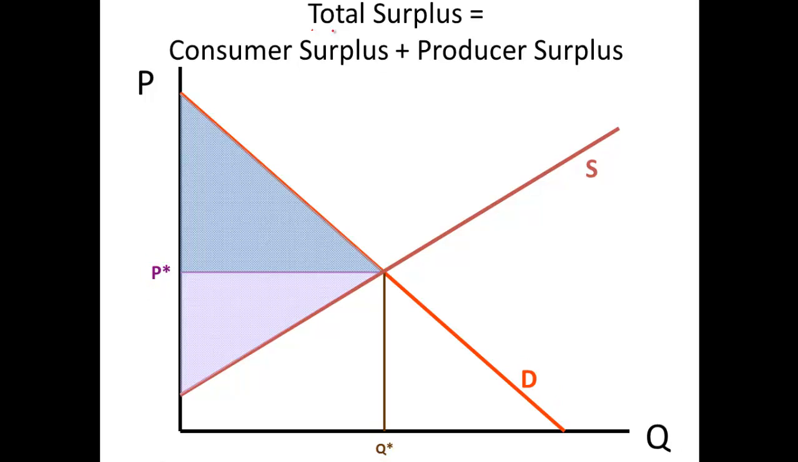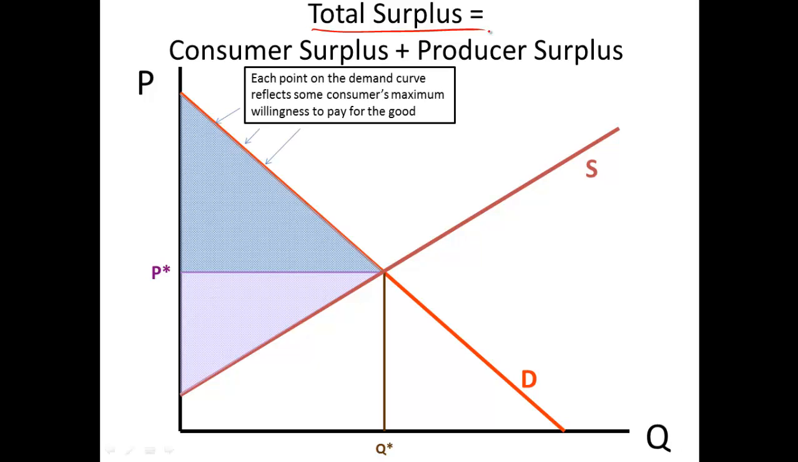Total surplus is going to be the sum of something we call consumer surplus and something we call producer surplus. So let me talk about these. First, consumer surplus. Each point along the demand curve represents some consumer's maximum willingness to pay for the good. Now keep in mind, at the equilibrium that's determined by the intersection of supply and demand, the price that gets determined is this P star. So this point here represents some consumer who's willing to pay this amount for the good, but the amount he actually pays is just down here. It's the price.